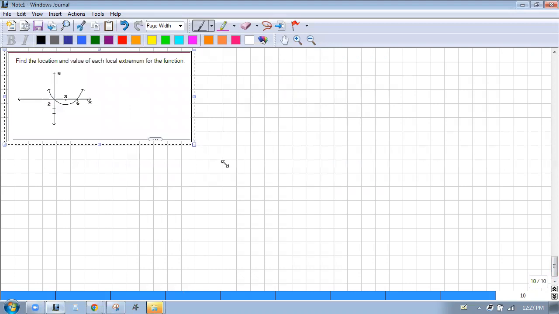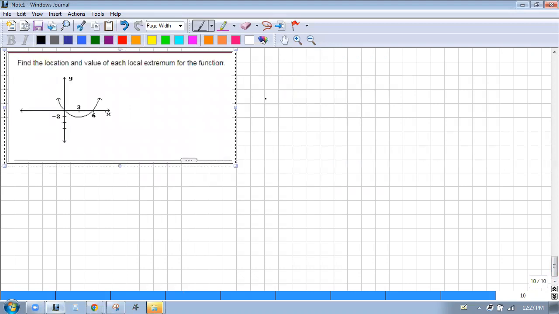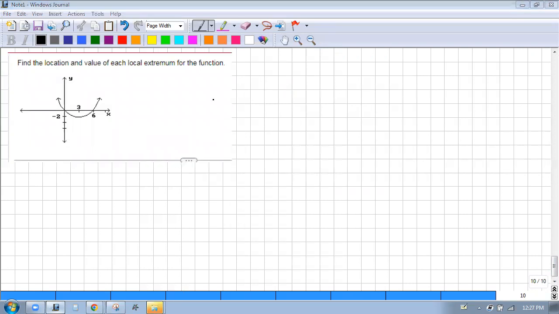Find the location and value of each local extremum. It says local extrema, but it shows arrows. Yeah, the arrows just mean that this goes on forever. So really, there's only a local min at 3, minus 2. That's going to be a minimum. That's it. There is no maximum because this thing goes up forever. That's why the arrows were important.